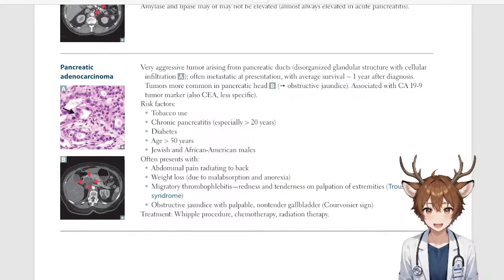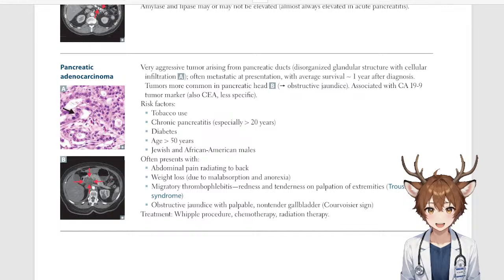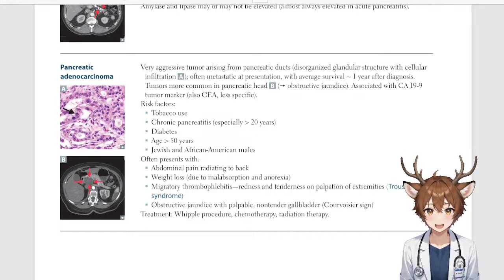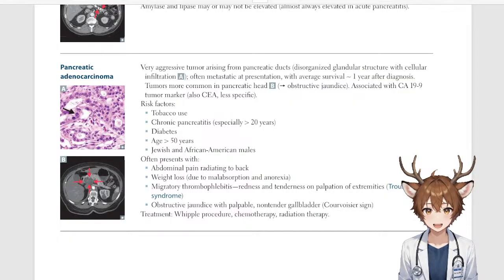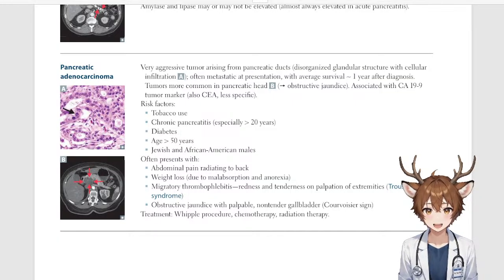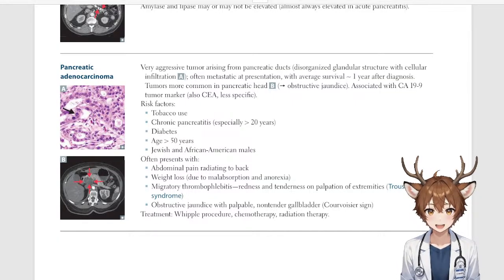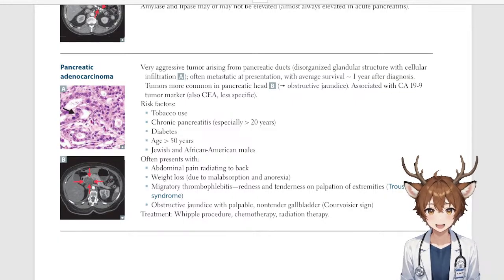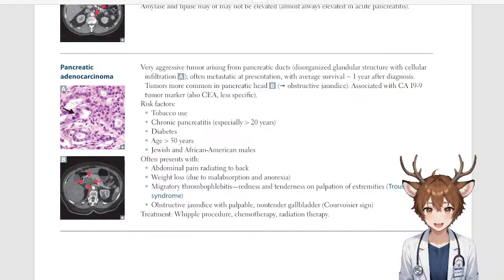Often presents with abdominal pain radiating to the back, weight loss due to malabsorption, anorexia, migratory thrombophlebitis, redness and tenderness on palpation of extremities, Trousseau syndrome, and obstructive jaundice with palpable non-tender gallbladder, Courvoisier sign. This is the best way I can pronounce it, but you can see on your screen exactly what it looks like. And for this, treatment says here: Whipple procedure, chemotherapy, radiation therapy.